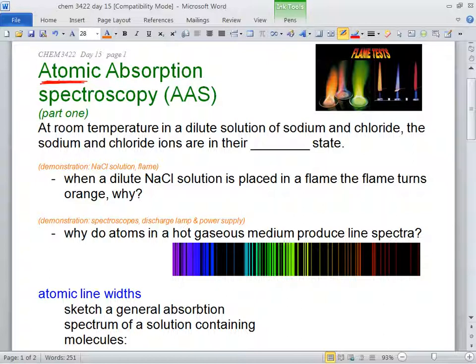So at room temperature, Brandy, in a dilute solution of sodium and chloride, the sodium and chloride ions are in their blank state. Ground state, yep. Okay. So when a dilute sodium chloride solution is placed in a flame, the flame turns orange. Why?